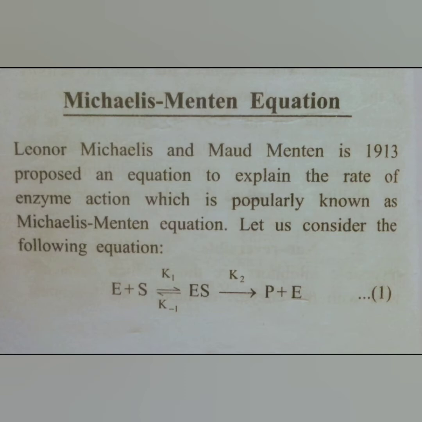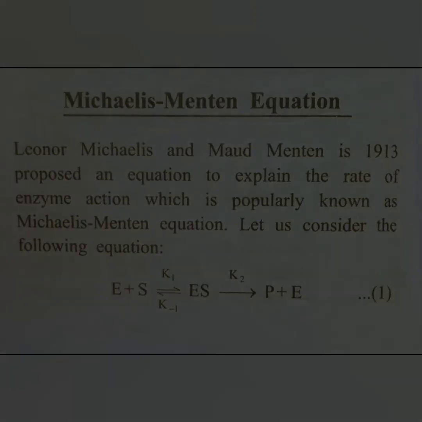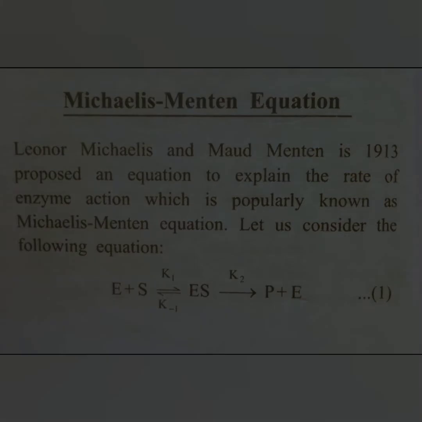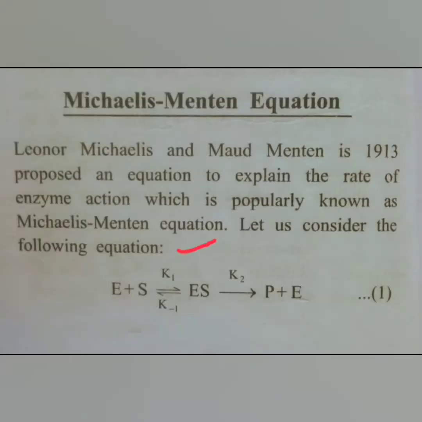Now girls, at first you know that there will be an enzyme and a substrate, right? So this enzyme and substrate will bind together. When they bind together, they give rise to the formation of the ES complex, right? So the rate of formation of the ES complex is given by the constant K1 here. K1 is the rate of formation of ES.